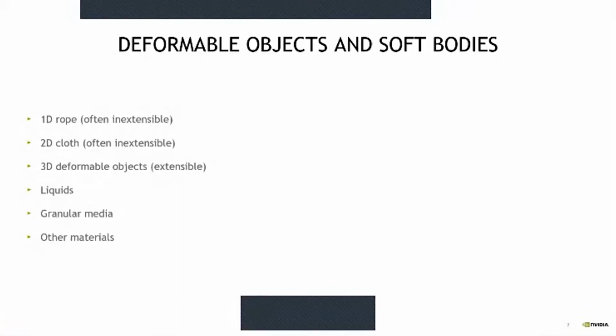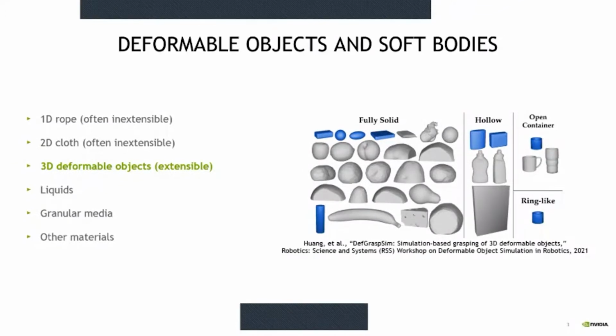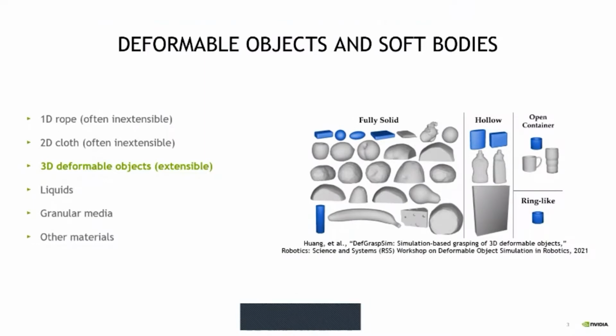First of all, what do we mean by soft bodies? There are many different types of deformable materials and structures, such as rope, cloth, 3D deformable objects, liquids, and granular media. Among these, Isaac Gym is currently best suited towards simulating 3D deformable objects, which will be the focus of this talk. This category of objects includes soft tactile sensors, fruits and vegetables, thick-walled bottles and containers, and internal organs.